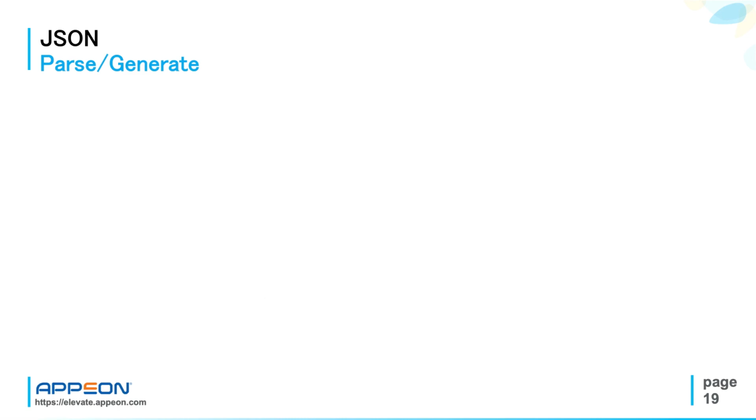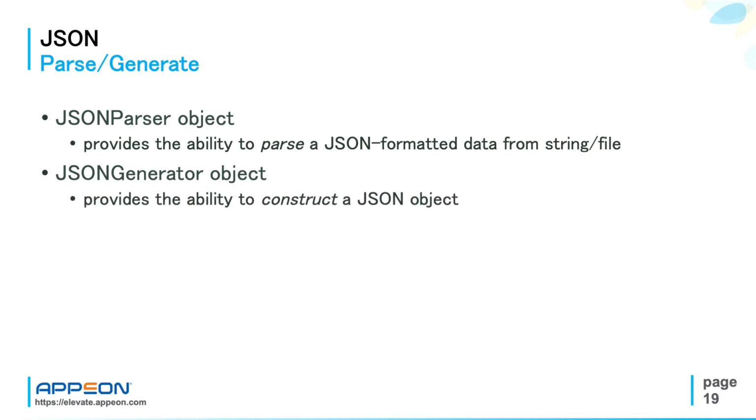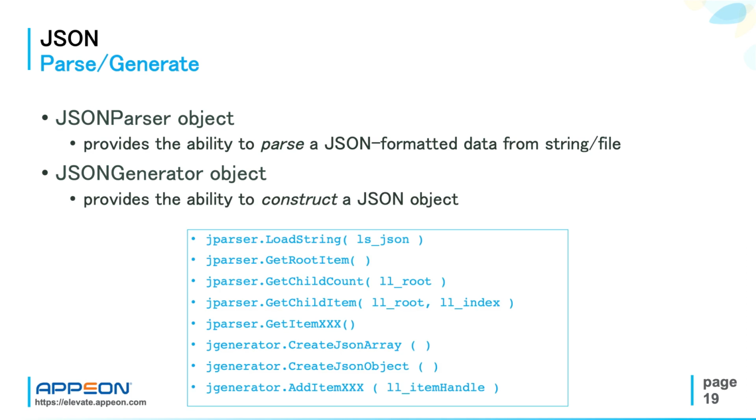Concerning JSON parsing or generation, the JSON parser object is now available in PowerServer 2020, so you can parse out JSON data from a string or a file. Instead, support of JSON generator gives the ability to build a JSON object. And in terms of API, this is just a short list of supported functions.